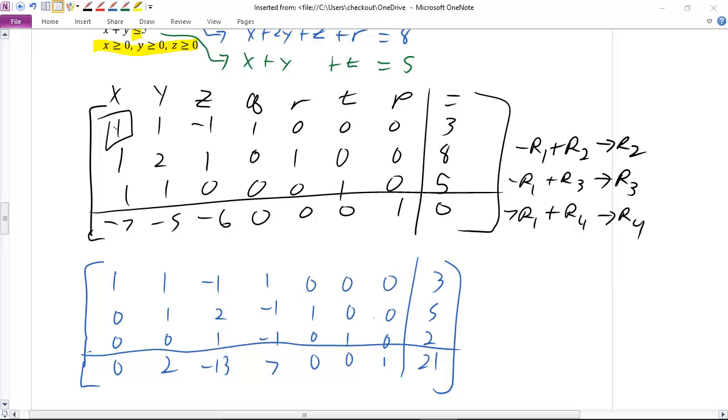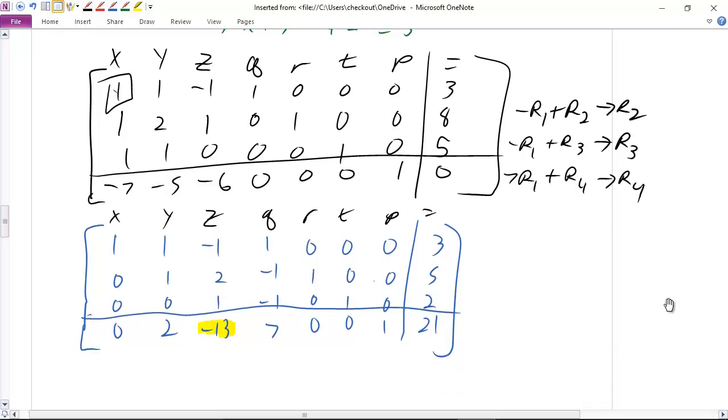All right, so now we ask ourselves, are we done? And we say no. I still have a negative value in my objective. So therefore, we repeat the process: X, Y, Z, Q, R, T, P equal sign. All right, so here we go. We say, all right, I need a pivot in the Z column. So now I need to check for which equation do I run into first?